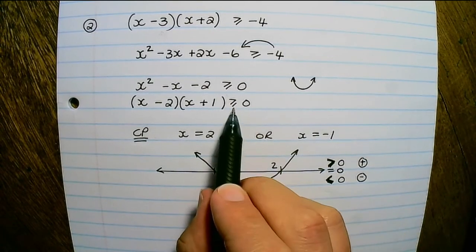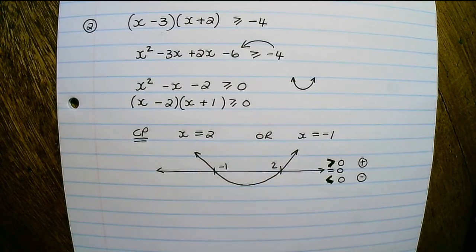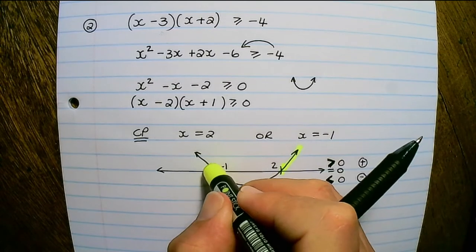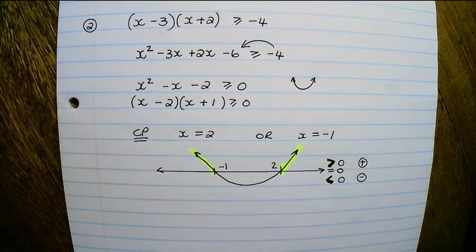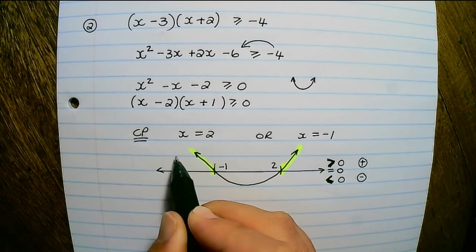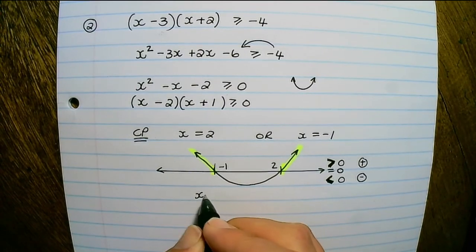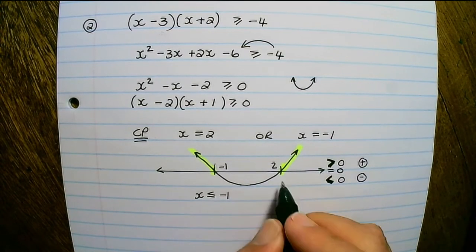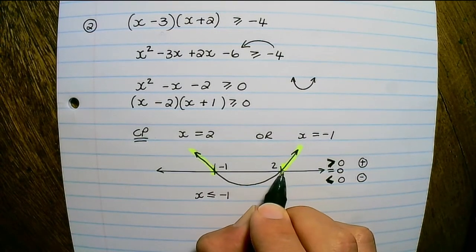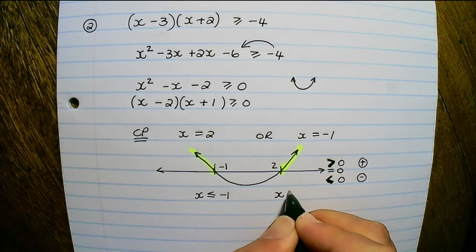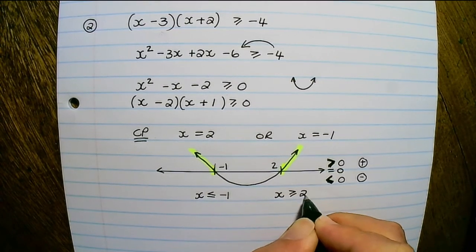And we're looking for values that are bigger or equal to 0. So that includes the critical point and everything above the number line. So from negative 1, I can see that I'm moving left. So x must be smaller or equal to negative 1. And from 2, I can see that I'm moving towards my right. So x must be bigger or equal to positive 2.